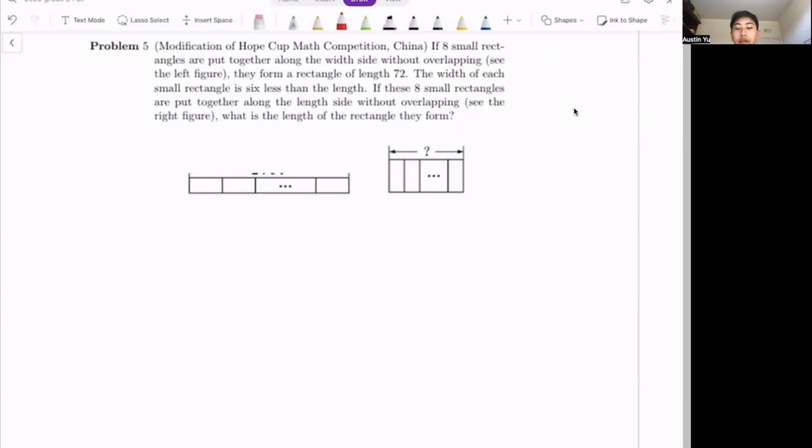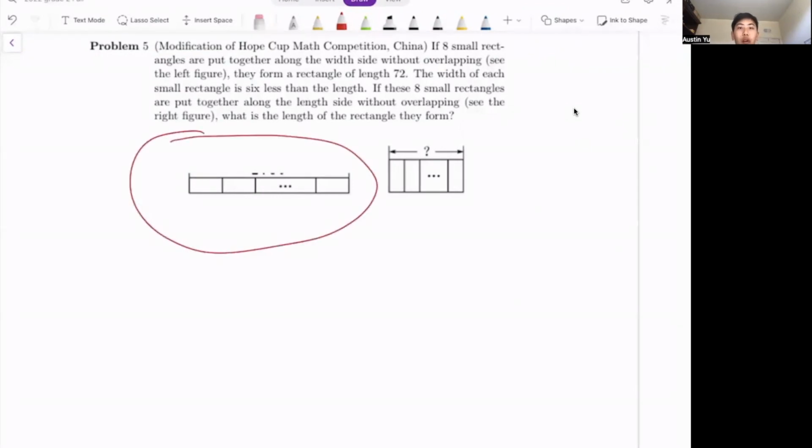Problem 5. If 8 small rectangles are put together along the width side without overlapping, they form a rectangle of length 72. The width of each small rectangle is 6 less than the length. If these 8 small rectangles are put together along the length side without overlapping, what is the length of the rectangle that they form? As we see here on the left side, this represents the 8 small rectangles that when put together along the width side form a rectangle of length 72.